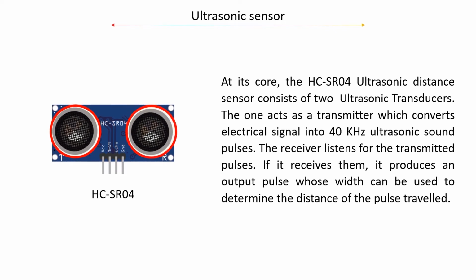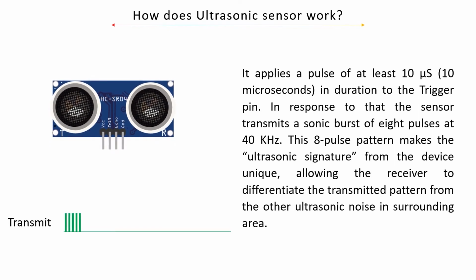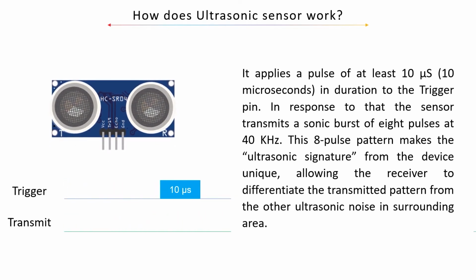If it receives them, it produces an output pulse whose width can be used to determine the distance the pulse traveled. Let's find out how this sensor works. It applies a pulse of at least 10 microseconds in duration to the trigger pin. In response to that, the sensor transmits a sonic burst of 8 pulses at 40 kHz. This 8 pulse pattern makes the ultrasonic signature from the device unique, allowing the receiver to differentiate the transmitted pattern from the other ultrasonic noise in the surrounding area.